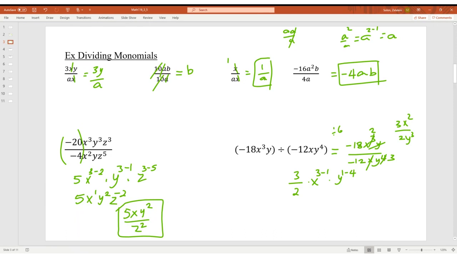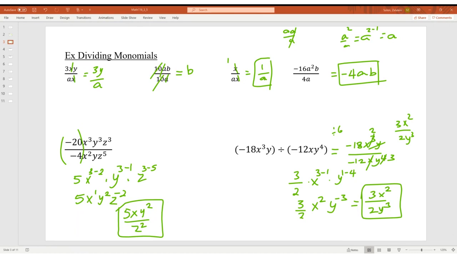So let's see the final answer. So you have x to the power of 2 and y to the power of negative 3. So I told you negative exponent goes to the denominator. So in the numerator we have 3x squared, and in the denominator we will have 2y to the third power. Okay, that's how you simplify expressions like that. Any question?